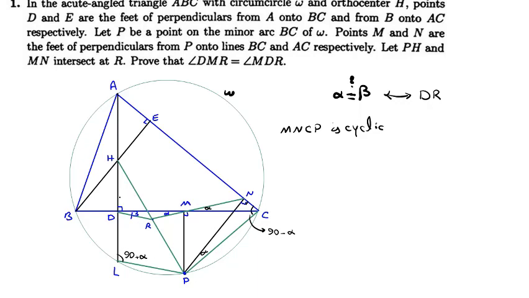Here we said, okay, it's 90 plus alpha. It is 90 plus beta. So if beta equals alpha, then they are parallel. So it is equivalent that DR is parallel to LP. And here, an important formula, or I can say equality, is that when we have the orthocenter, DH is equal to DL. It's a famous thing.